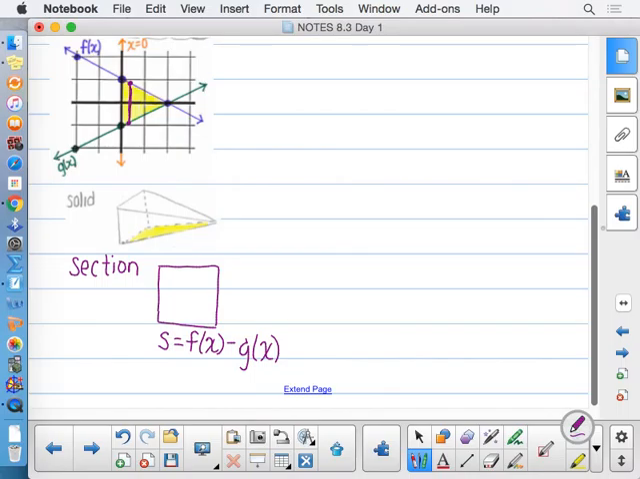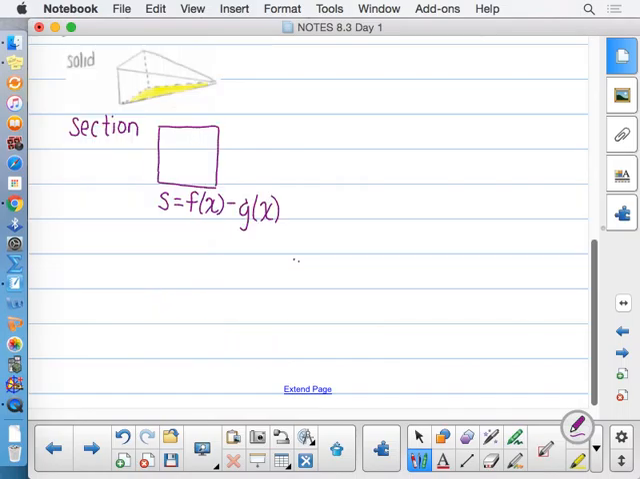So that gives my square a side length of, and put your formulas in, 1 minus half an x minus negative 1 plus half an x. Simplifying this as much as you can would be a very good idea. So as you simplify that, and pause the video to do that, your side length for that square is 2 minus x.